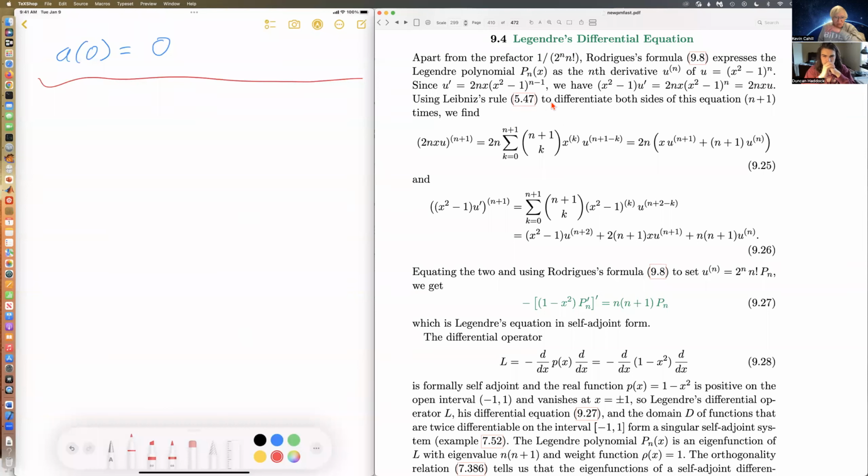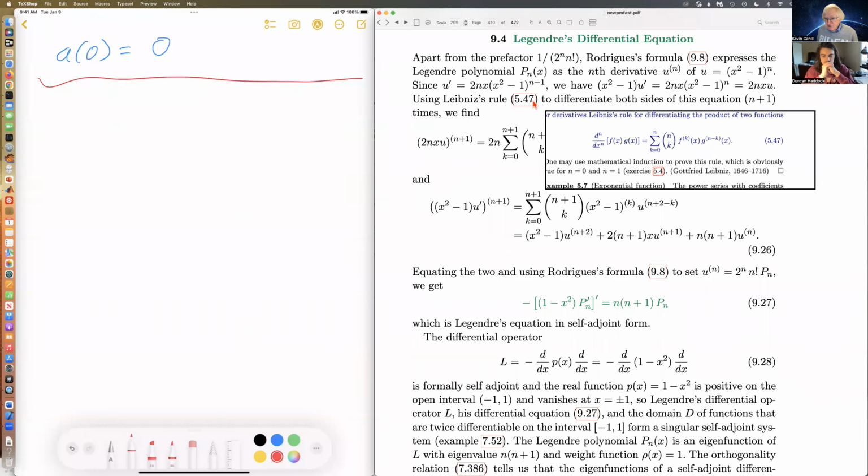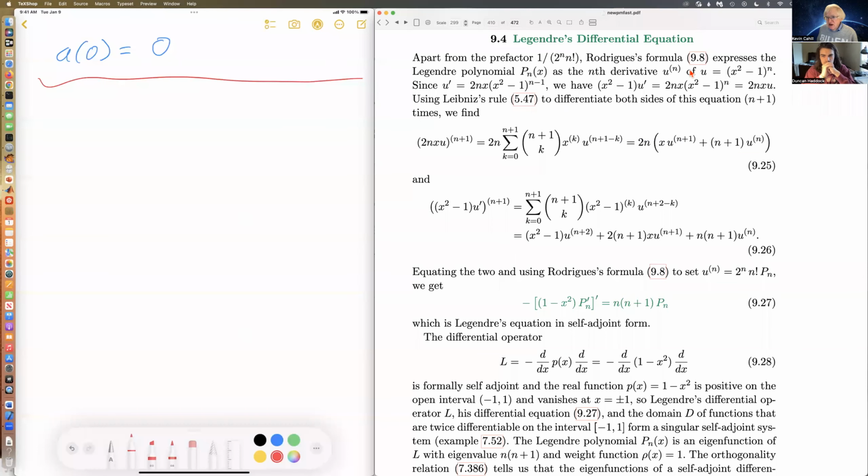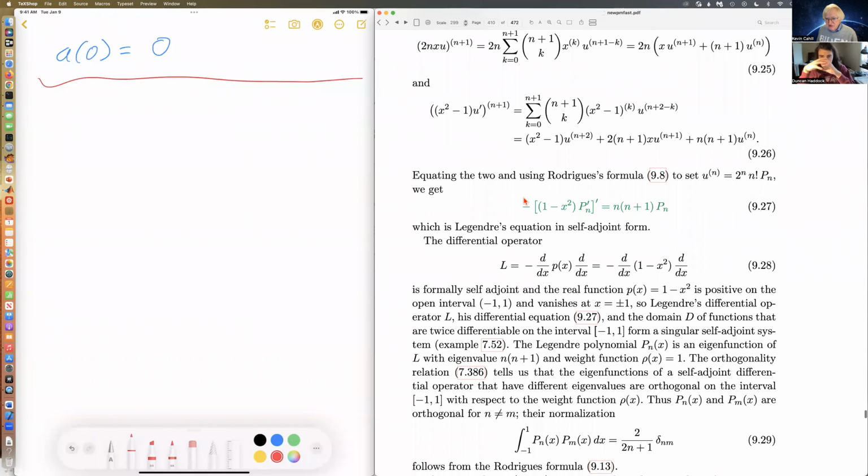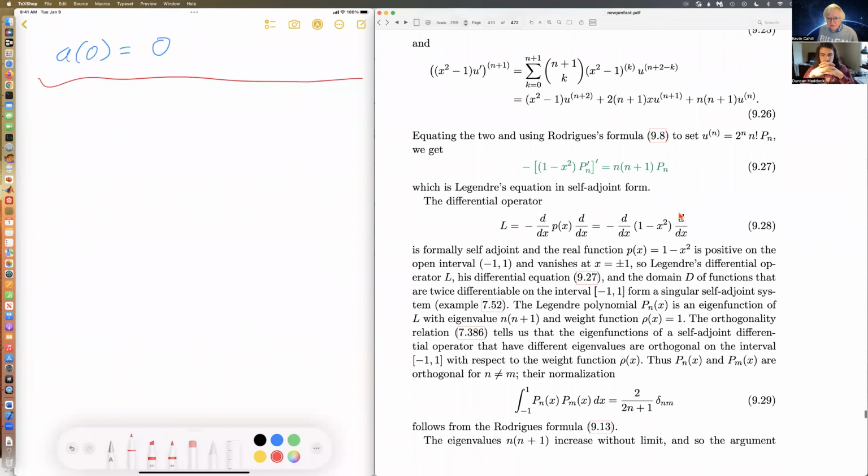So then what we do is we use Leibniz's rule to differentiate both sides of this equation n+1 times. And then we get two expressions. For the left-hand side, we get that, and for the right-hand side, we get this. And equating the two, we find after several cancellations that we get the self-adjoint form of Legendre's equation.